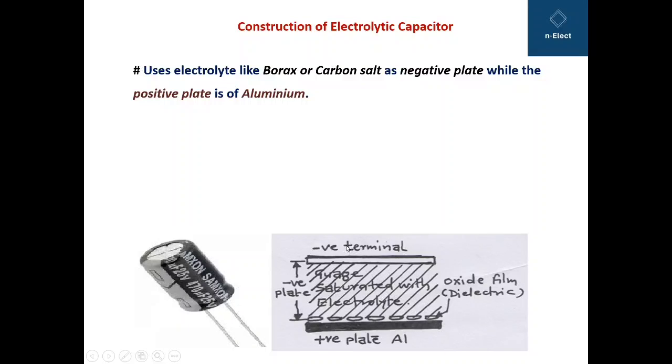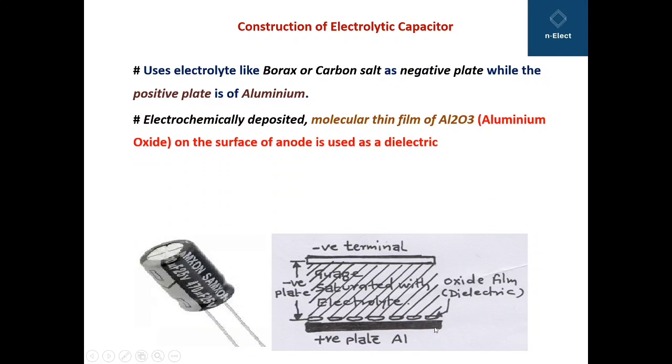Now we will go into more detail. It uses an electrolyte like borax or carbonate salt as the negative plate, while the positive plate is made of aluminum metal. An electrochemically deposited molecular thin film of Al2O3, that is aluminum oxide, on the surface of the anode is used as the dielectric. So this part is the Al2O3 aluminum oxide film, and it is a molecular thin film.